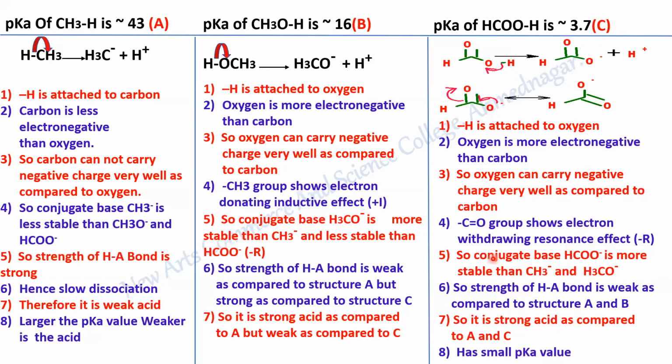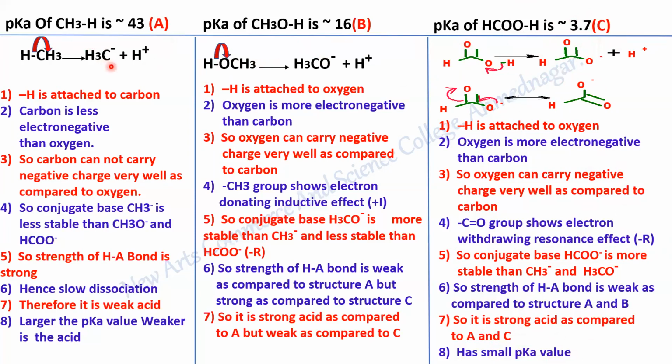So what is the role of the carbonyl group? It shows an electron withdrawing resonance effect, and that is responsible for the stability of the conjugate base. Because of that, it increases the acidity of the structure. So when we compare methane, methanol and methanoic acid, which factors do we discuss under this example?